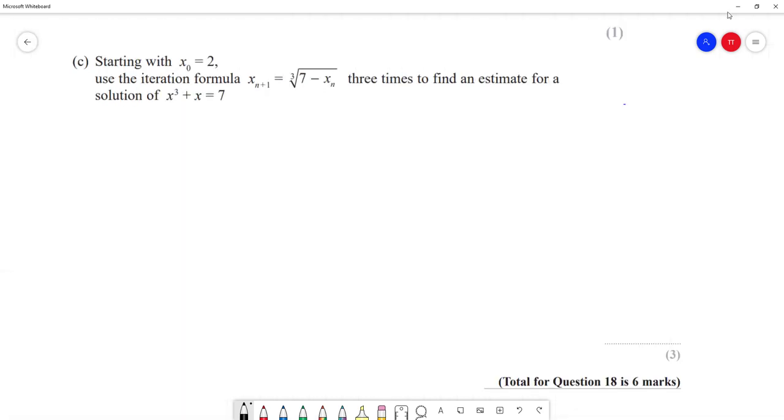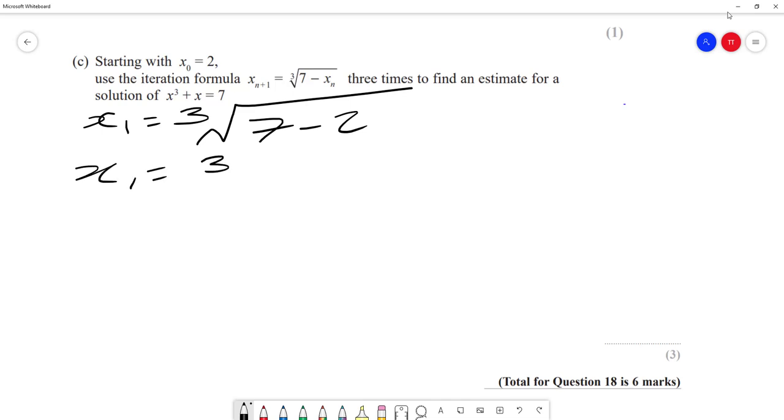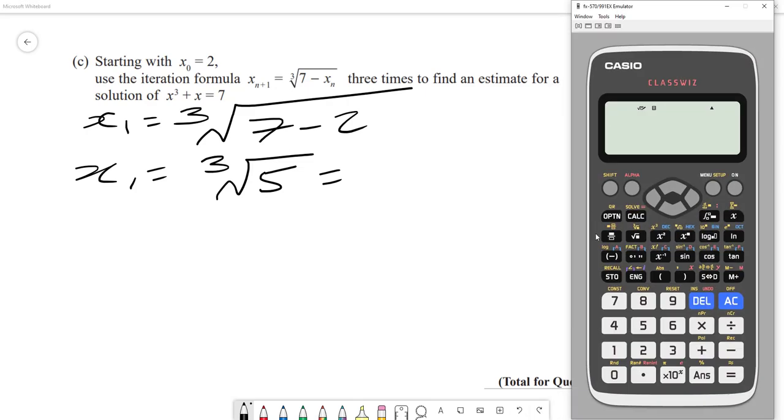So for the next part, it says starting with x0 equals 2, use the iteration formula xn plus 1 equals the cube root of 7 minus xn 3 times to find an estimate for the solution of x cubed plus x equals 7. So we say x1 is going to be the cube root of 7 minus 2. So x1 is going to be the cube root of 5. Then we can get our calculator to tell me that. So I press shift and then 5, and that's going to give me 1.709.